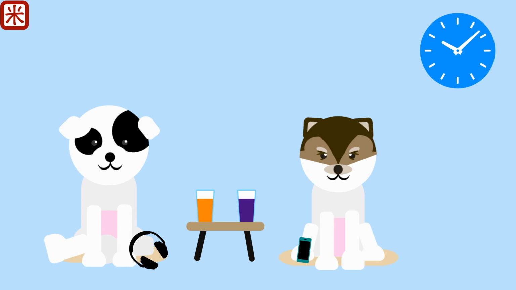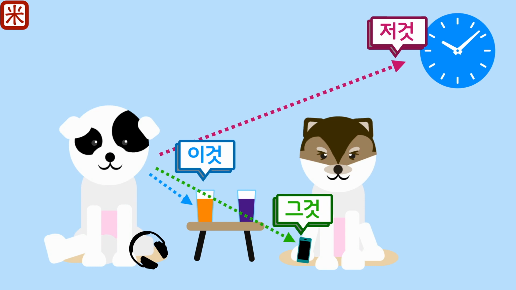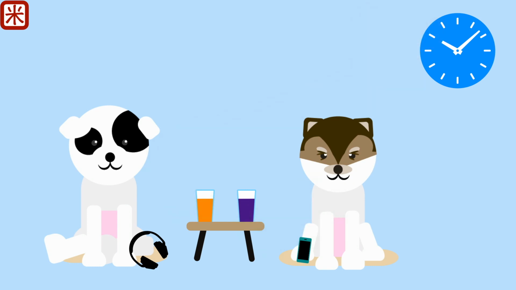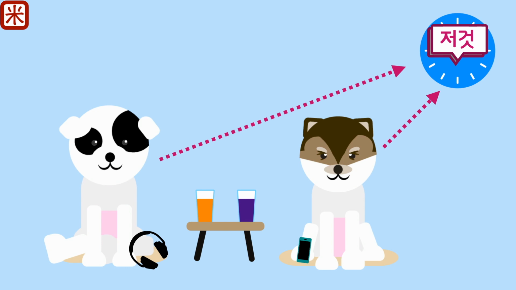So, let's go deeper into it. First, from this dog's perspective. The orange juice is 이것. Her friend's phone is 그것. The clock is 저것. One more time. This time it's from this dog's perspective. The grape juice is 이것. Her friend's headphone is 그것. The clock is 저것. So 저것 should be the object which is at a distance from both speaker and listener.